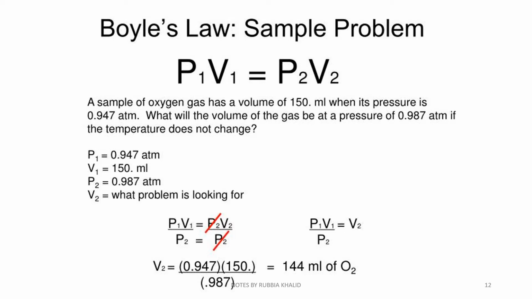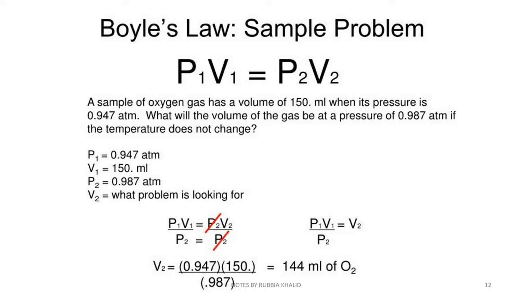Here on the screen I have one example. We're going to solve it using Boyle's law. A sample of oxygen gas has a volume of 150 ml when its pressure is 0.947 atm. What will the volume of the gas be at a pressure of 0.987 atm if the temperature does not change? So, first we're going to look at what information is given to us in the question.